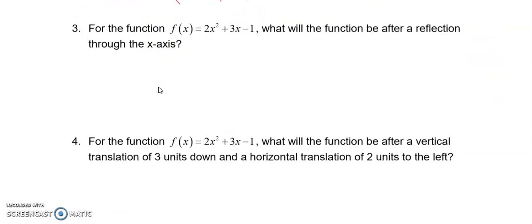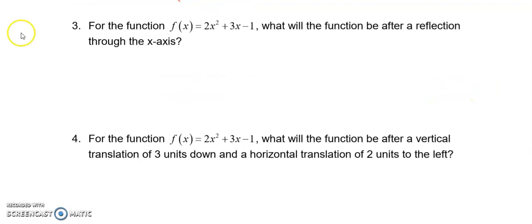Well, let's look at number 3. What does this one say? For the function f of x equals 2x squared plus 3x, sorry, minus 1, what will the function be after a reflection through the x-axis? Now, why are they asking that question in this section? That would have been a better question to ask in the previous section.